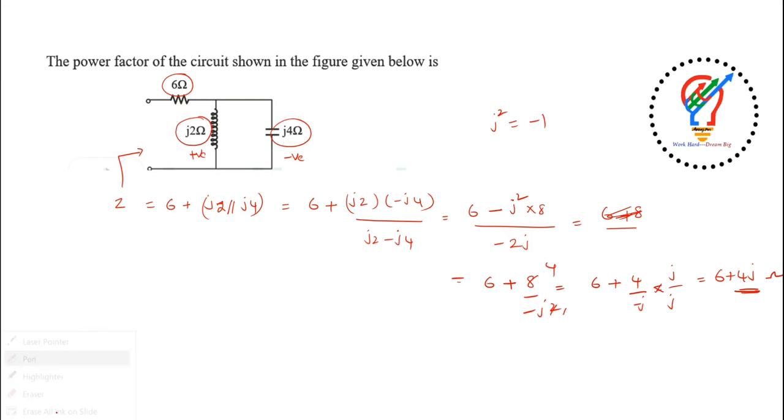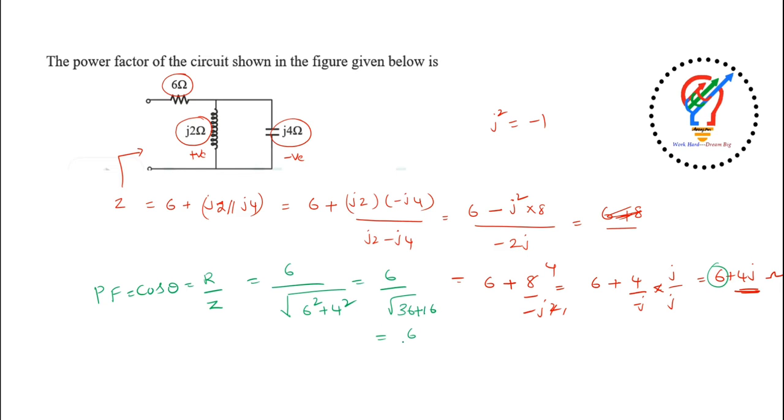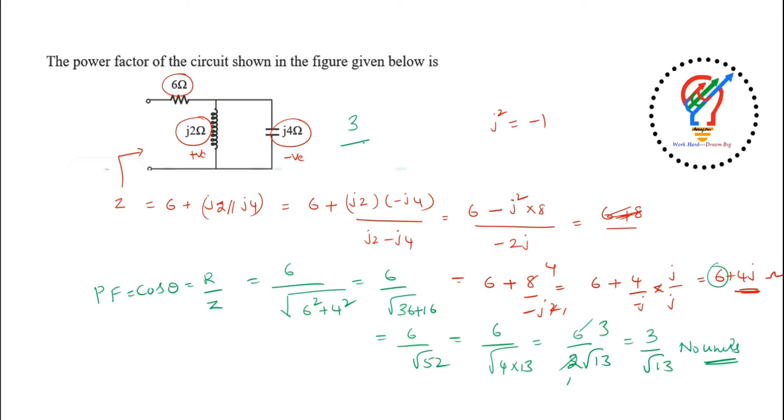Now the power factor. The power factor is nothing but cos theta, which is equal to resistance by impedance. So from this equation, resistance value is 6, so 6 divided by square root of 6 square plus 4 square. So 6 divided by square root of 36 plus 16, which is nothing but 6 divided by square root of 52. So here I forgot to mention the options. From this you can write 6 divided by square root of 4 into 13. So 6 by 2 into square root of 13. So 2 1 2 3 is nothing but 3 by square root of 13. It is not having any units, so no units. So the answer for this question will be 3 divided by square root of 13.